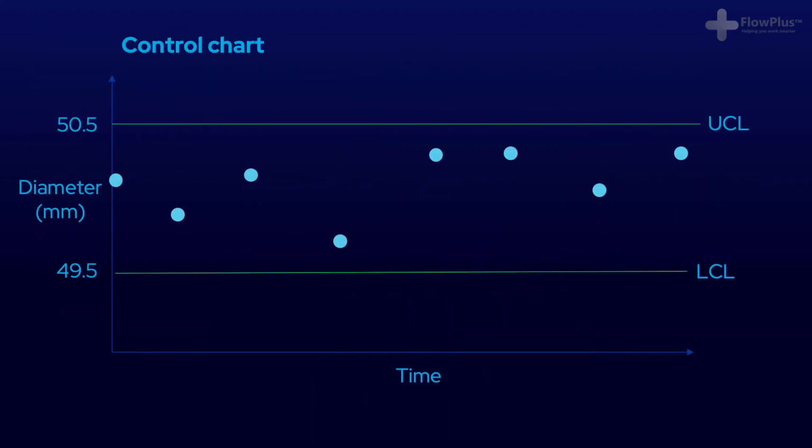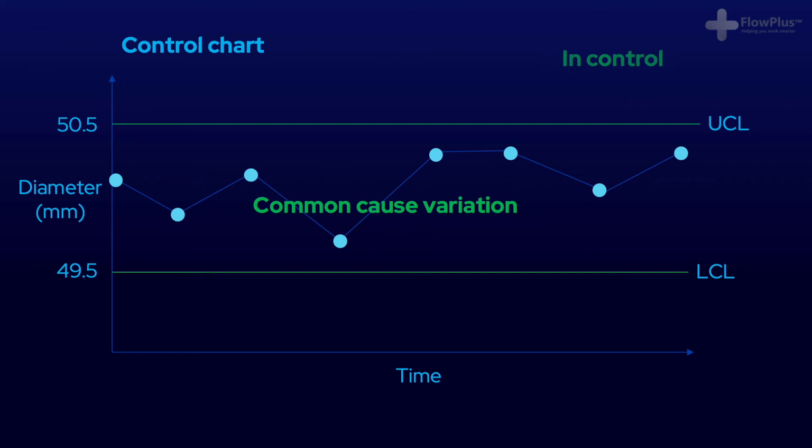Now, if you were to transform that graph and instead have the diameter on the y-axis and time along the x-axis, you could plot the diameter of each gear as it appears. So this is a control chart showing the process has recorded 8 diameters and all 8 are within the control limits of the process. This is an example of a process that contains random and what is known as common cause variation. This means the process is in control and experiencing natural common variation.